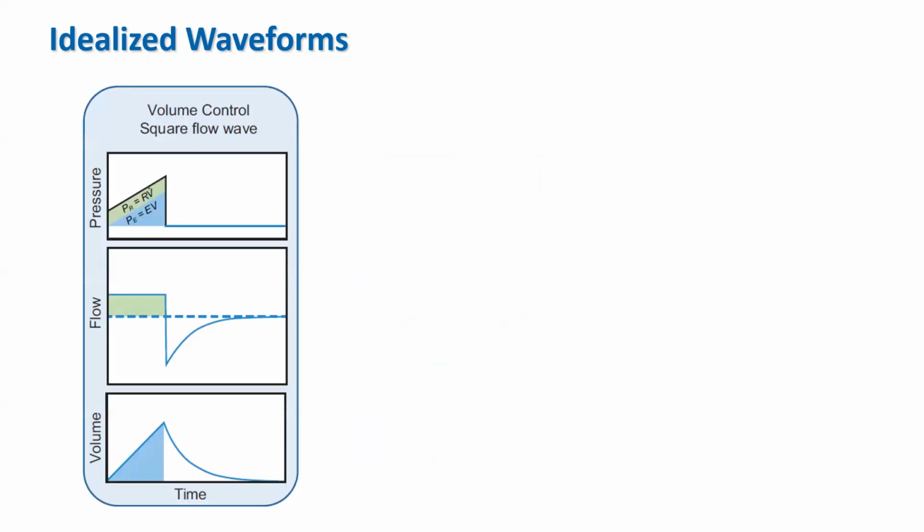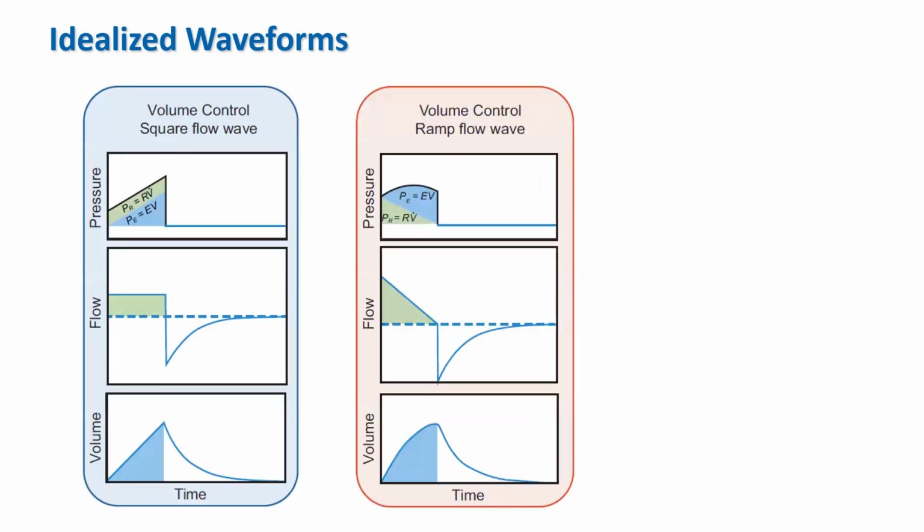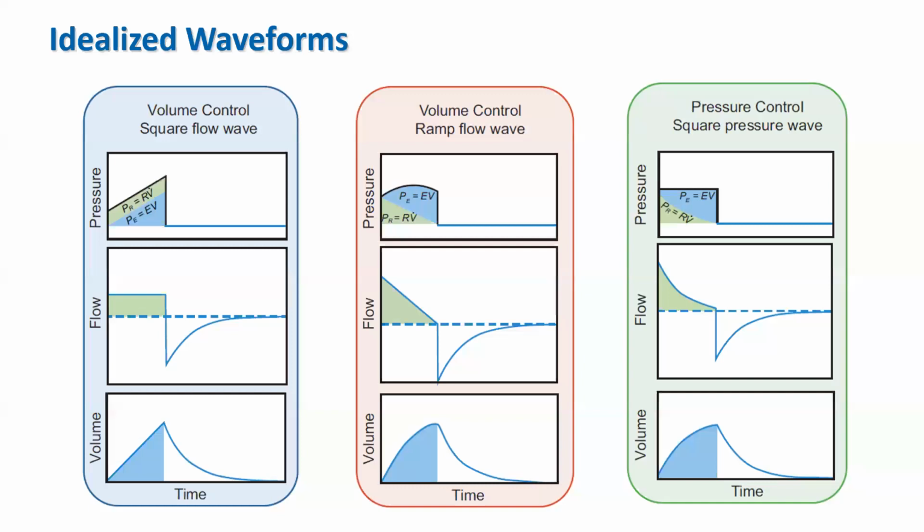Here we show volume control with a square flow waveform compared to volume control with the descending ramp waveform. And you can see it has a much different pressure profile, which sometimes can be confused with pressure control. But this is what pressure control looks like with a classical square pressure waveform. Now you need to memorize these waveforms. You need to be able to draw them on a napkin if somebody ever asks you.